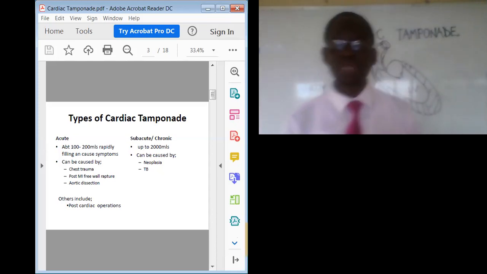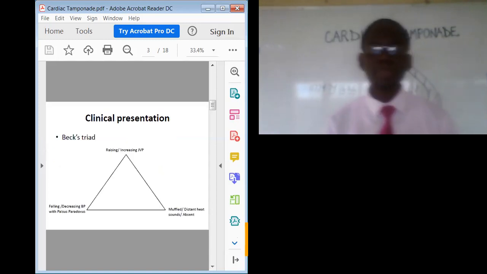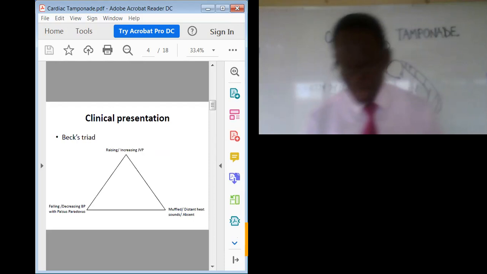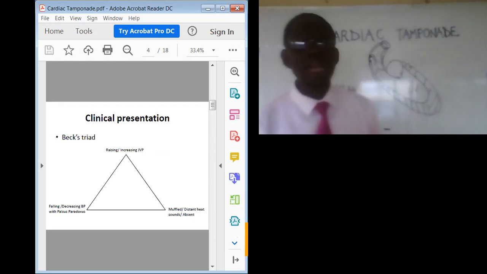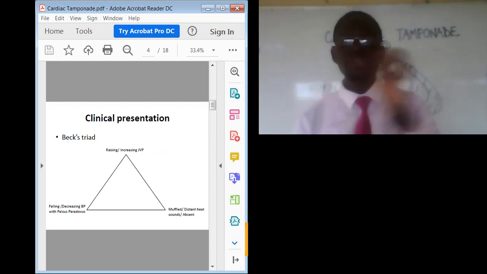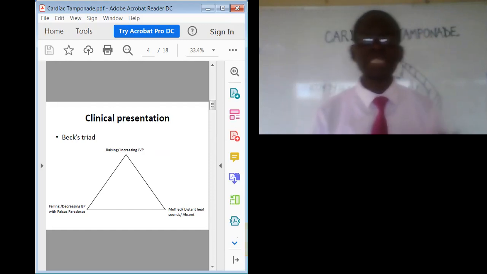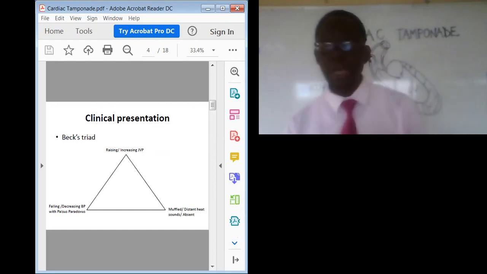And usually this is caused by either a neoplasm or a cancer, and in most cases there are metastases or even tuberculosis. Now, how does cardiac tamponade present? There's what we call a triad, and that is Beck's triad. Triad means three things. We have increasing jugular venous pressure.